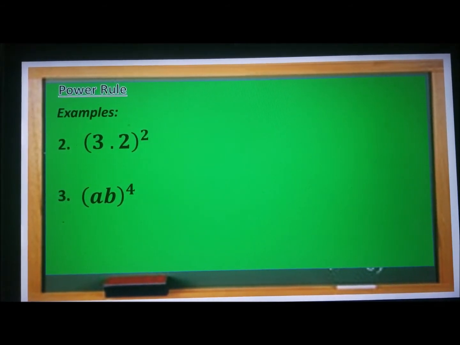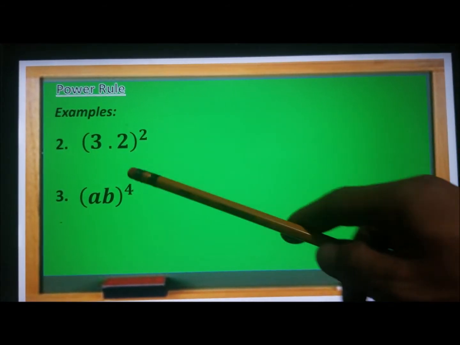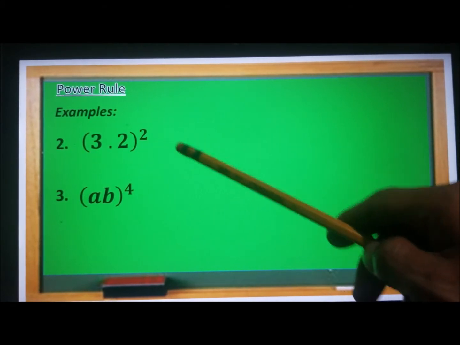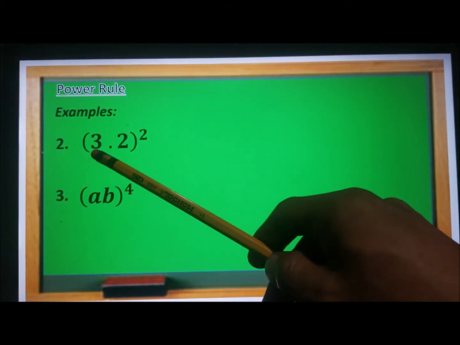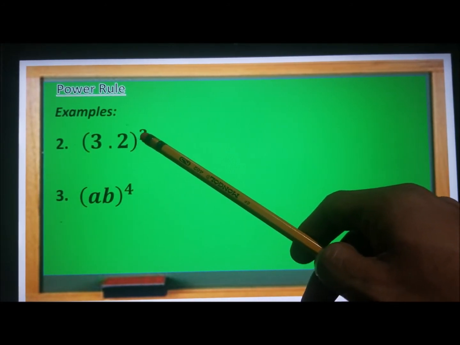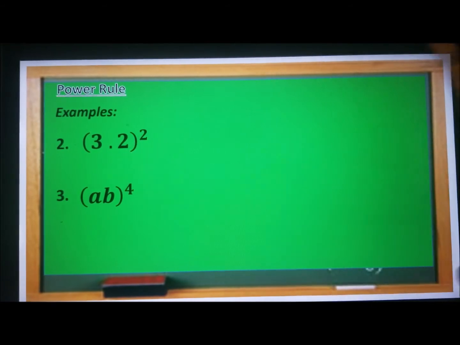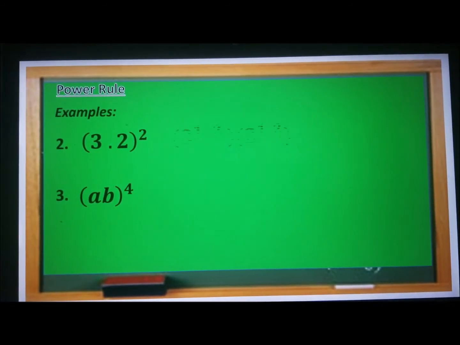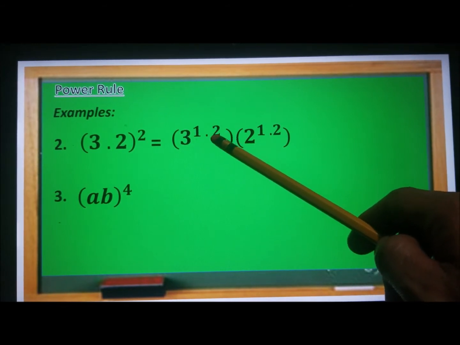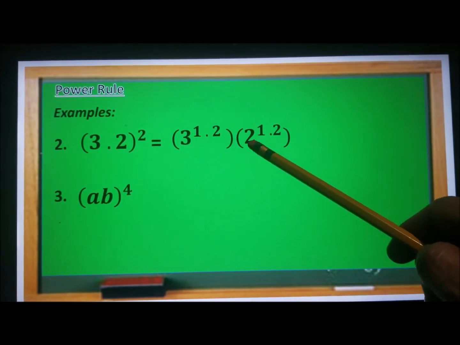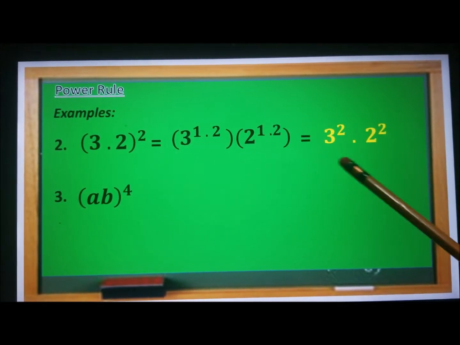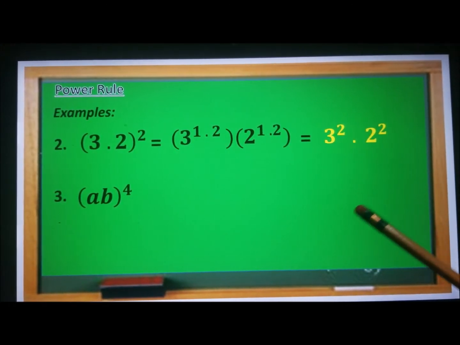For the next set of examples, let's have the product of 3 and 2 raised to 2. Again, just copy the bases, then multiply the outer exponent with the inner exponent. So we'll have 3 raised to 1 times 2, times 2 raised to 1 times 2. And we will have 3 squared times 2 squared.